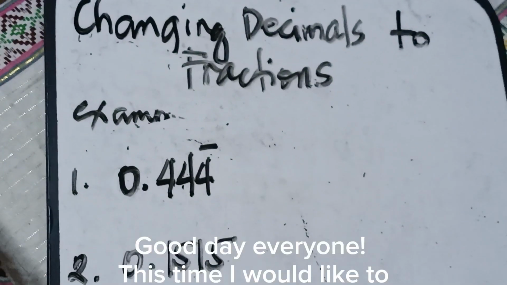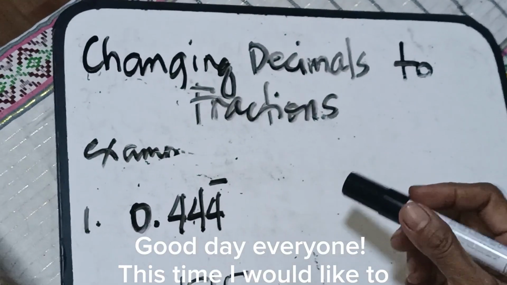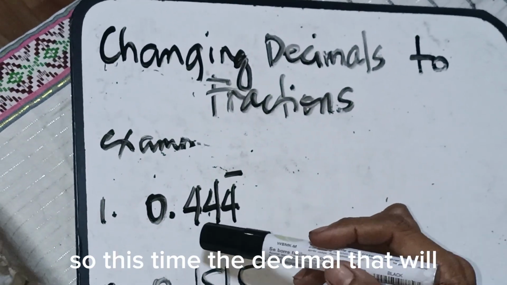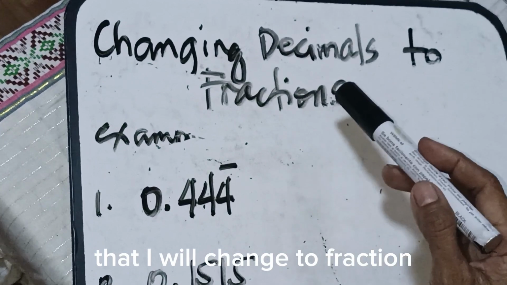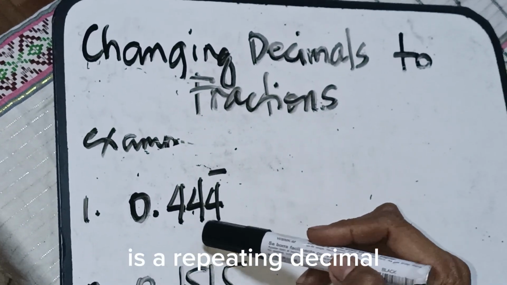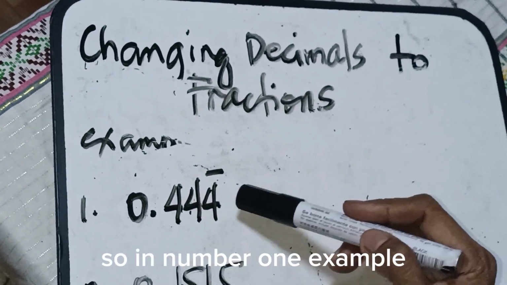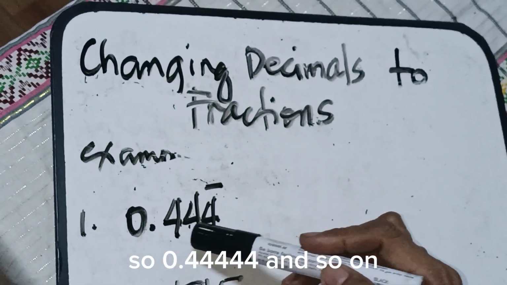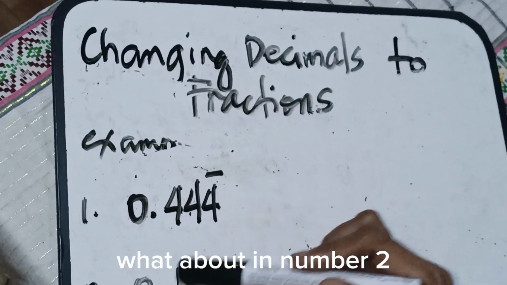Everyone, so this time I would like to teach how to change decimal to fraction. This time the decimal that I will change to fraction is a repeating decimal. So in number 1 example, 4 keeps on repeating. So 0.4444 and so on.